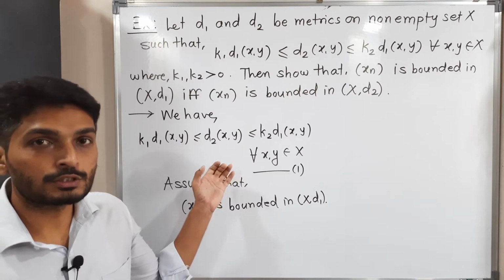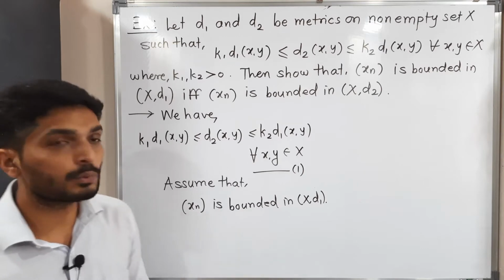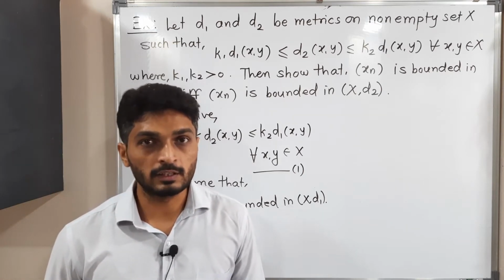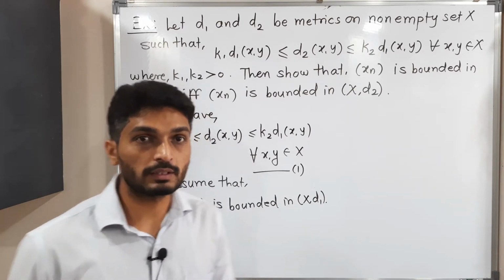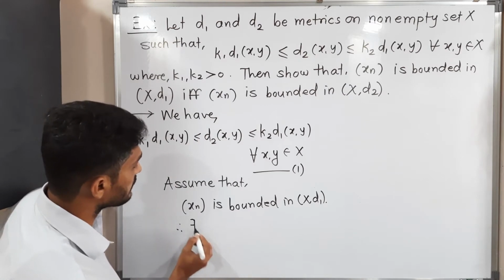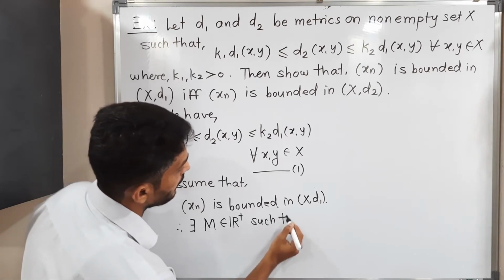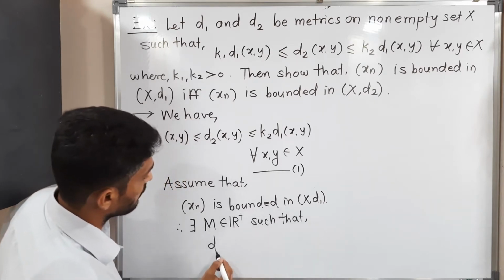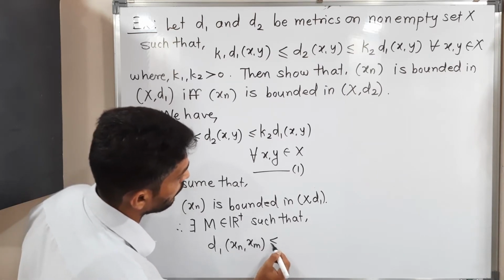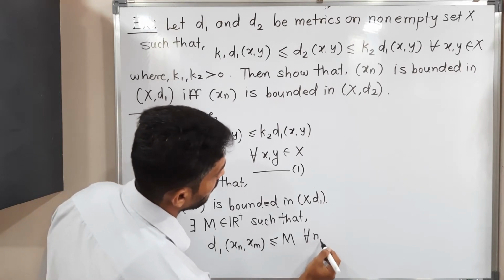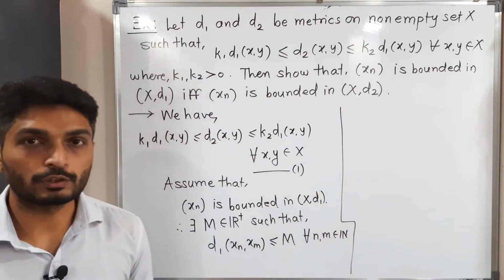This information is very important for us, and I have started by assuming one thing. So I have assumed xn be a bounded sequence in metric space (X, d1). So the sequence is bounded, therefore there exists a positive real number m such that d1 of xn, xm is less than or equal to m for all n, m belongs to the set of natural numbers.